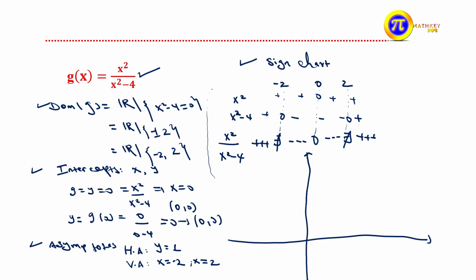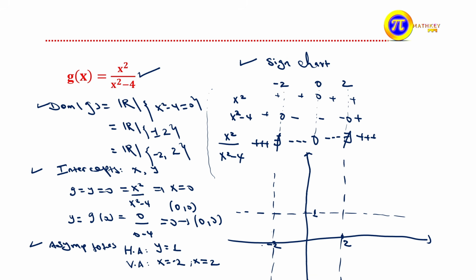So what you have here, the horizontal asymptote is y equals 1. Here is 1. The vertical asymptotes: there are two vertical asymptotes, that is x equals -2 and the other one is x equals 2. Here is 2, here is -2.